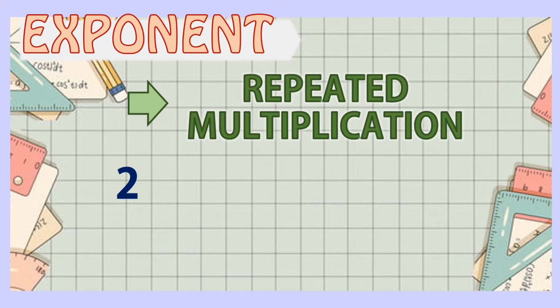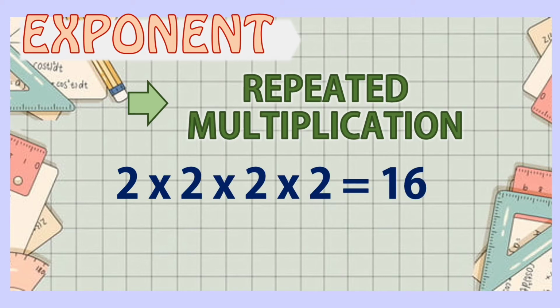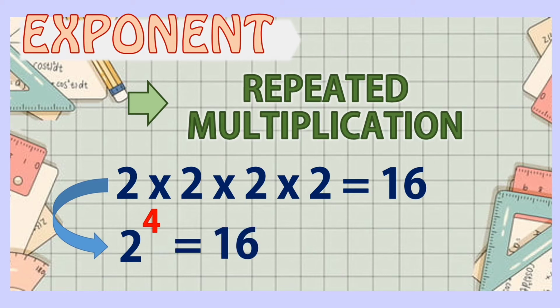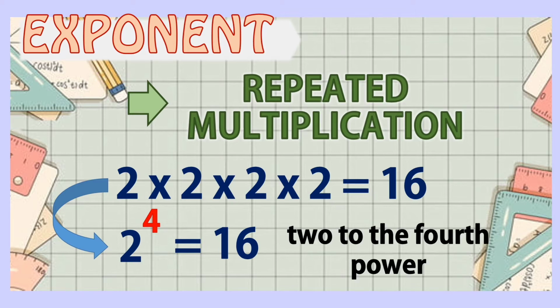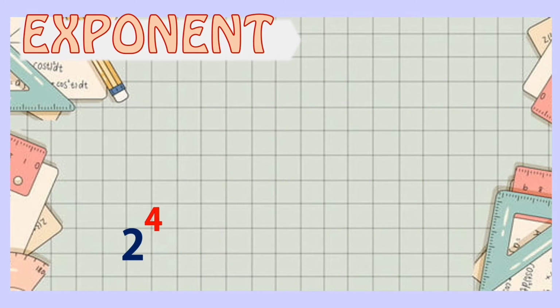Let's have an example. 2 times 2 times 2 times 2 is equal to 16. This equation can be written in a short way like this, which is also equivalent to 16. And it can be read as 2 to the 4th power. So 2 to the 4th power is an exponential form.